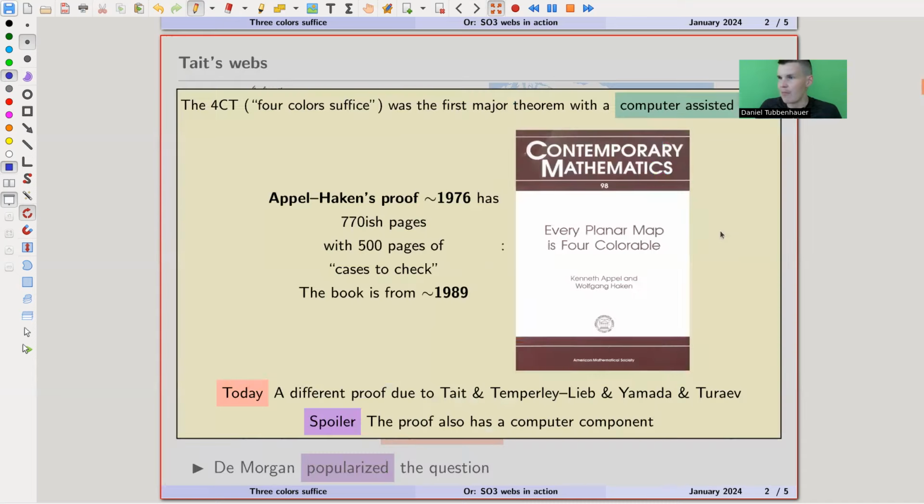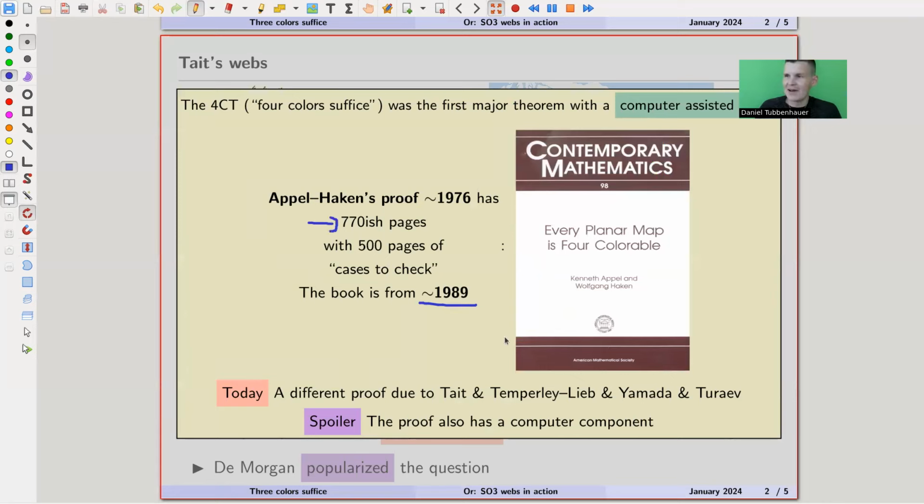Yeah, and the famous proof that 4 colors suffice refers to the proof of Appel and Haken, which they later published in a book. I'm just talking about the book, not the original one. And the book is from 1989, and it is, let's say, 800 pages long.